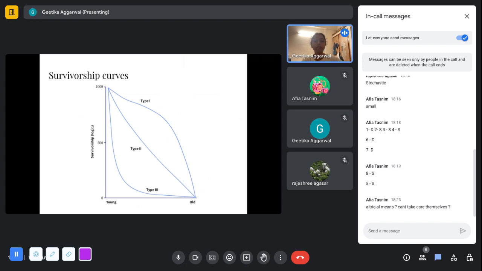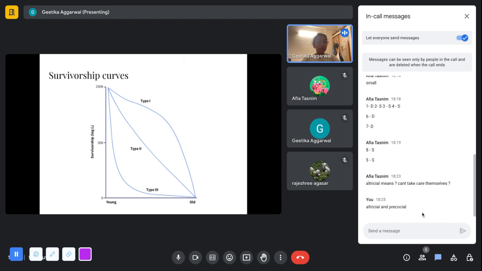Do you guys know how to read a survivorship curve? On the x-axis, you have the lifespan of, yeah, altricial means that these offspring cannot take care of themselves. This is a term which is mostly used for birds. There are two terms, altricial and precocial. A precocial offspring is one which is mostly in birds.